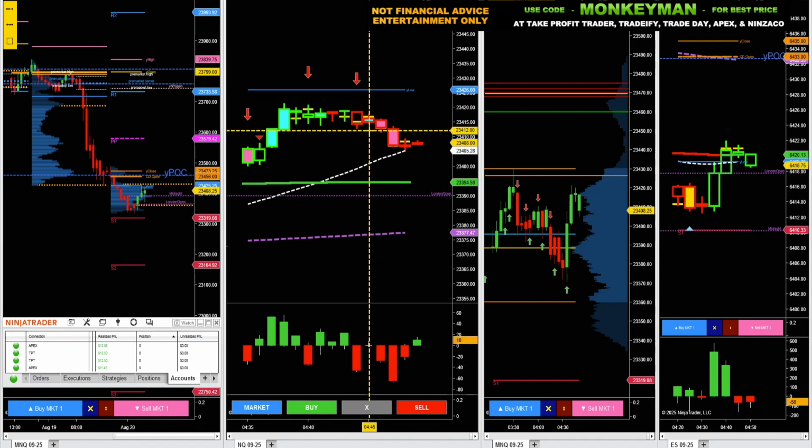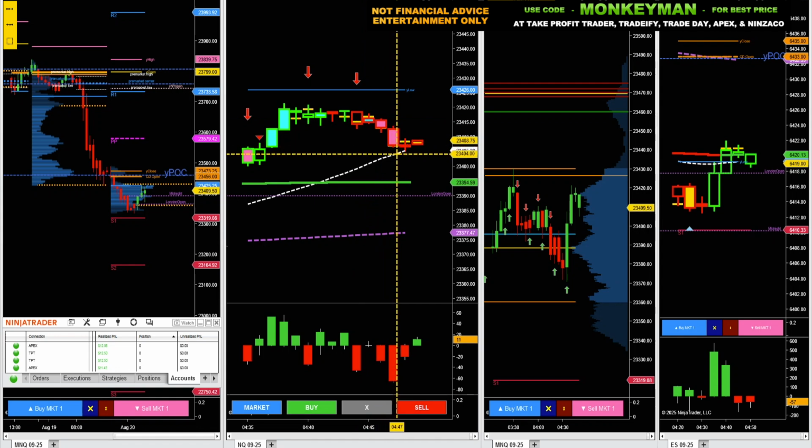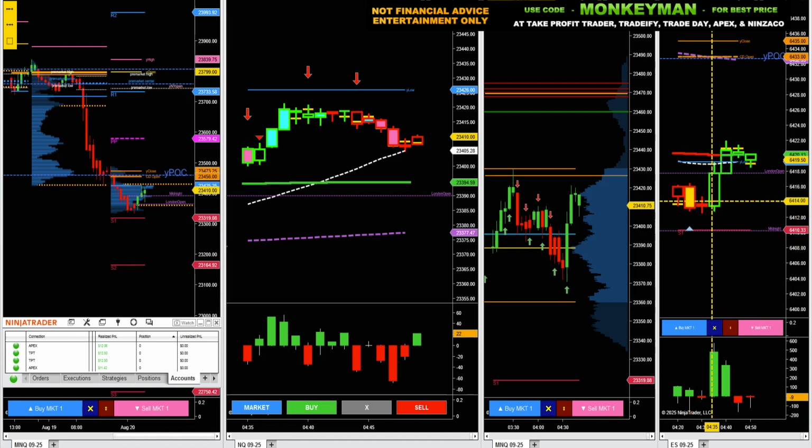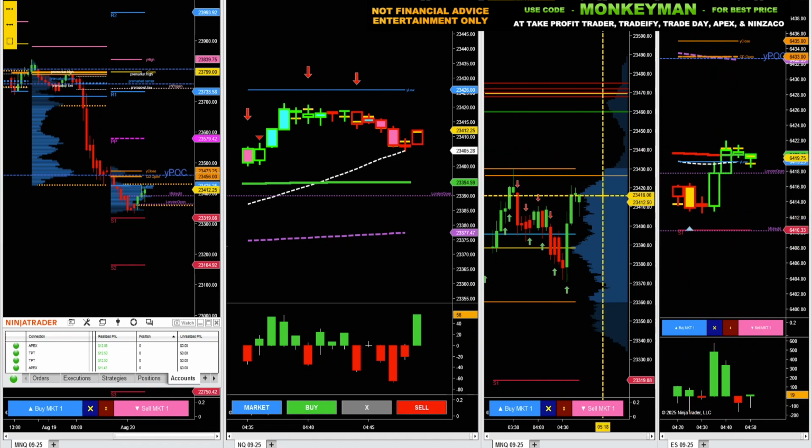I got into a short looking for a pullback to the 20, which we just got. Had some ADX divergence on the ES 5-minute back here. Nice little pop up.